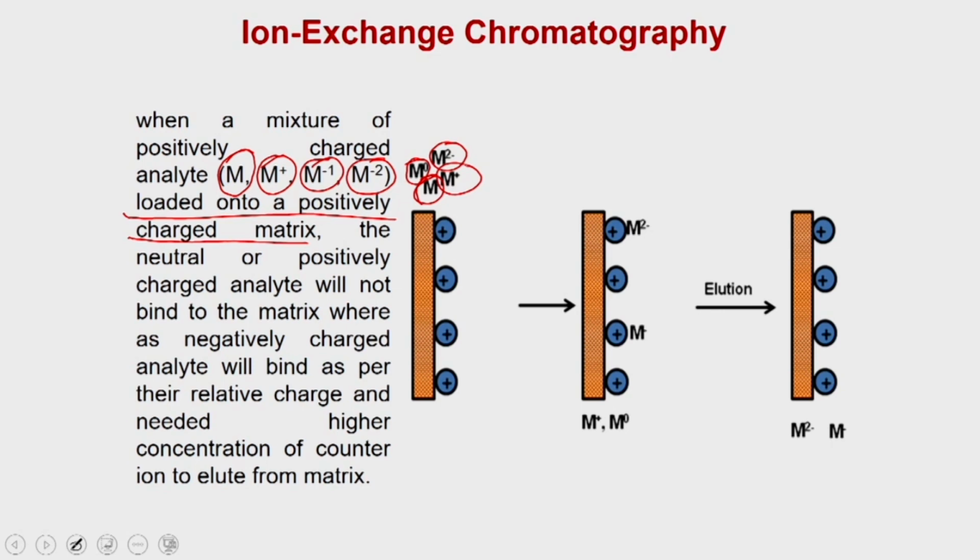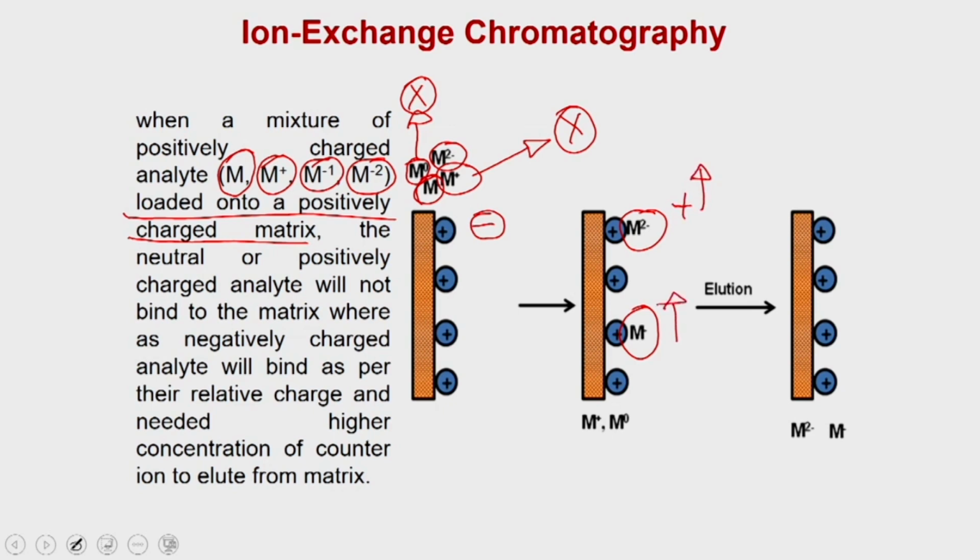What will happen while these molecules go through the column is that they will interact with the positively charged groups present on the matrix. Because positive charge always has an affinity for negative charge, the neutral M is not going to bind to the matrix. M plus has the same charge, so it is going to repel from the matrix, and that also is not going to bind. What will bind is the M2 minus as well as the M minus, and the affinity for M2 minus is going to be more compared to M minus.